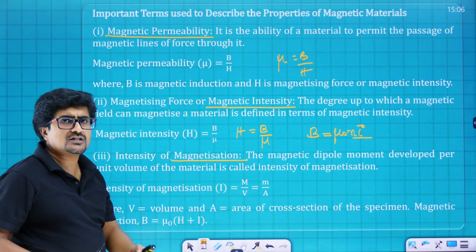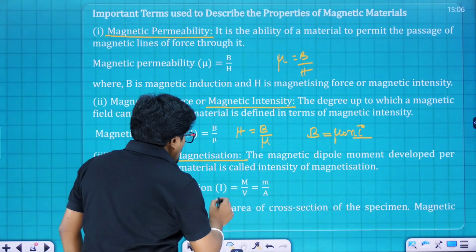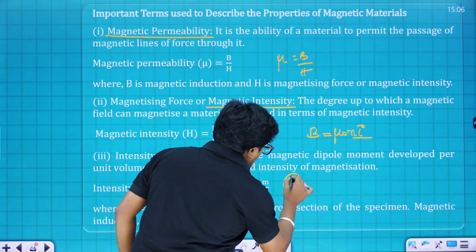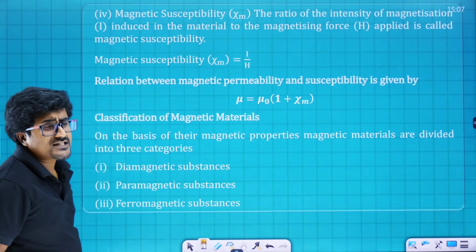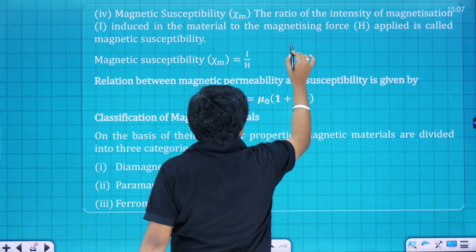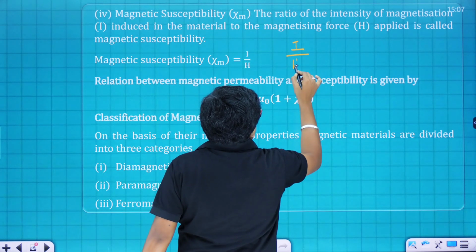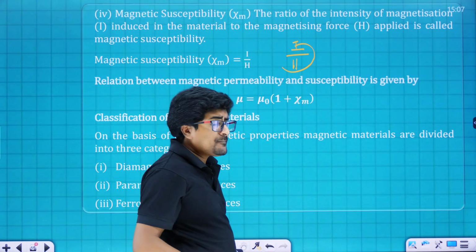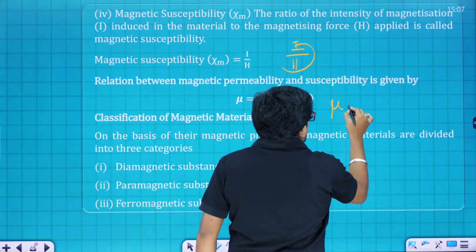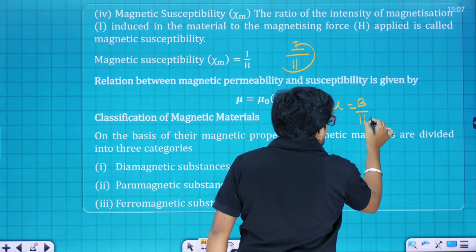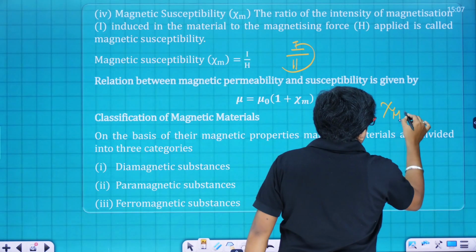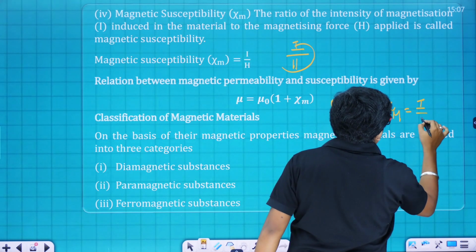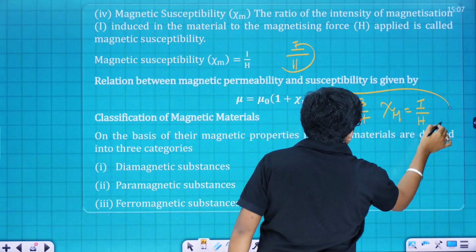Intensity of magnetization is magnetic moment developed per unit volume. We represent it as capital I. And finally, magnetic susceptibility. Magnetic susceptibility is capital I upon capital H. Now here I want to tell you something. Mu was B upon H, and magnetic susceptibility is I upon H. So this is something very, very important.